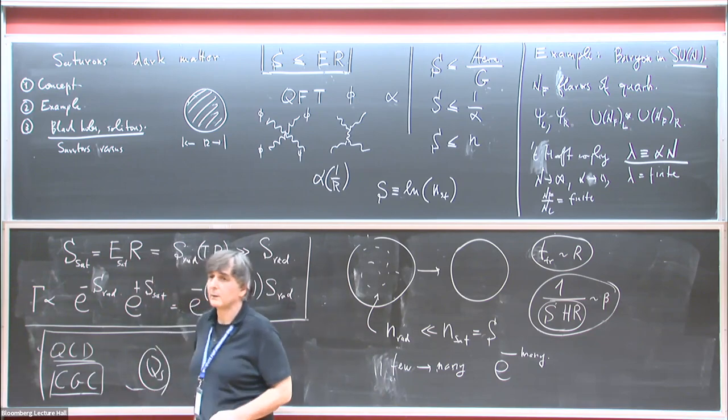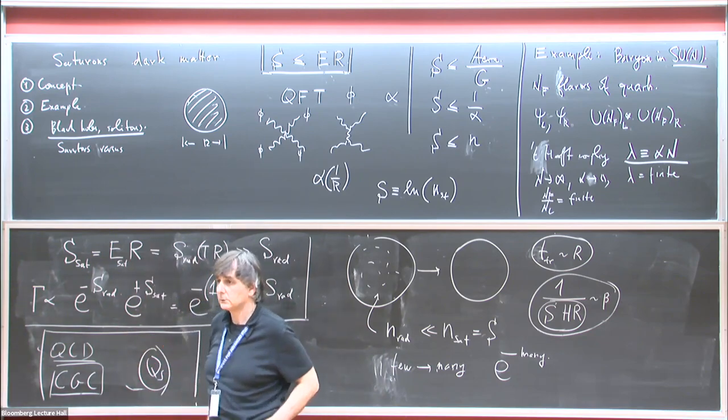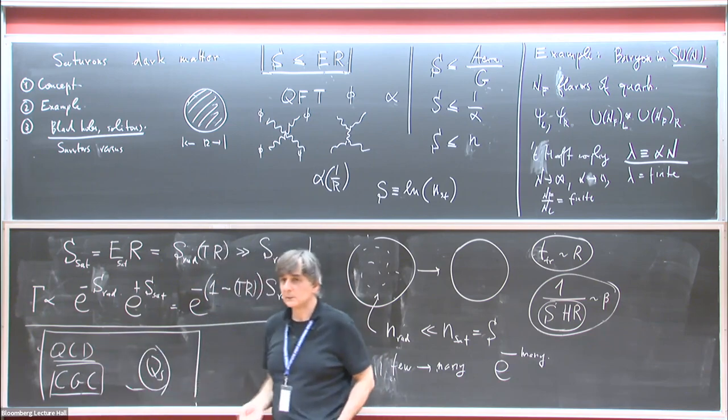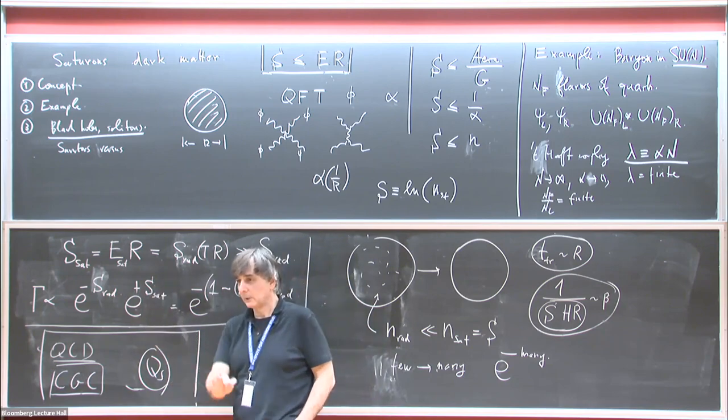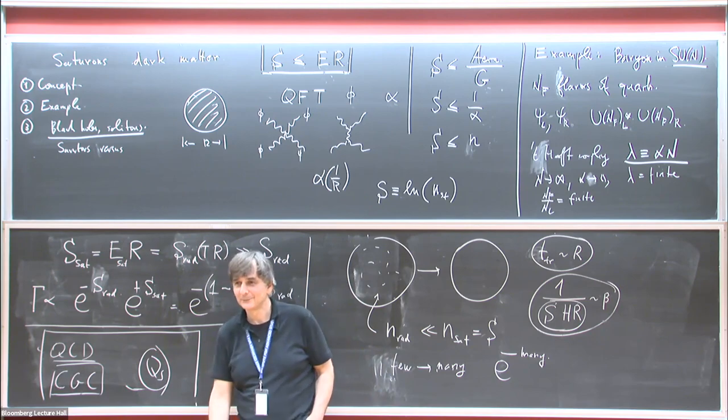QCD becomes confining, but in the intermediate state, it can play some interesting role. And so somehow this also indicates that the saturons are not that exotic. Maybe even in ordinary QCD, they can be present. So yeah, basically that's it.